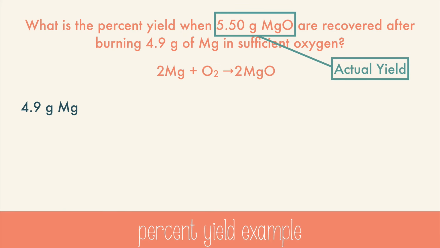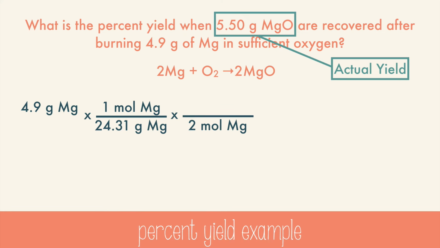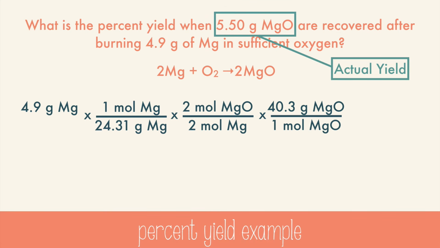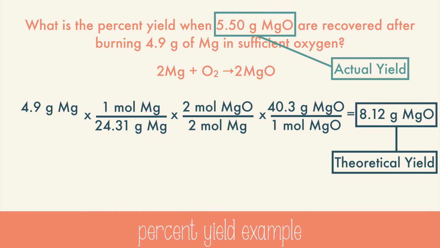We'll use the molar mass of magnesium from the periodic table, then the mole ratio of magnesium to magnesium oxide. We get those numbers from the balanced equation. Then the molar mass of magnesium oxide, again, using the periodic table to add it up. The answer to this calculation is our theoretical yield.